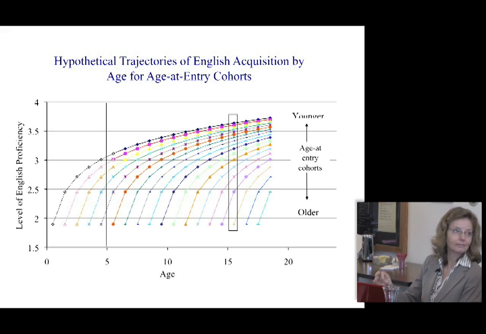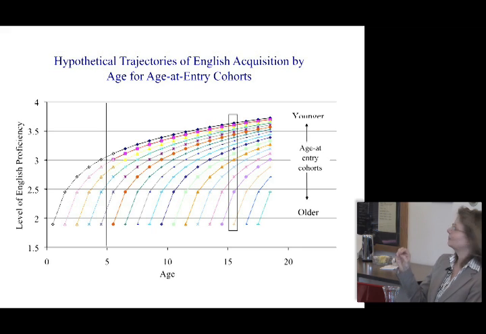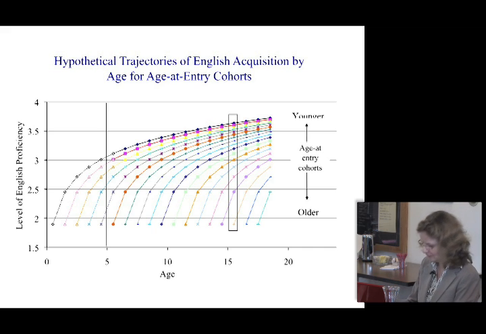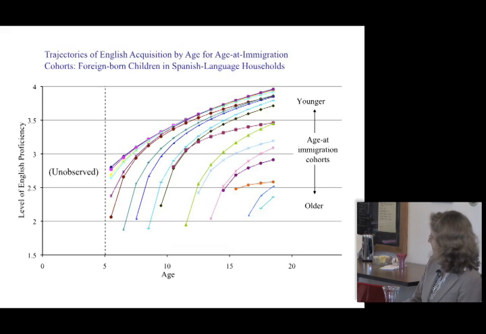So Jill, did you just say that those lines would converge at the eventual level? If I were to continue them, they're not parallel lines, they would converge. Yes. Ultimately, they would converge at 4, presumably, assuming that language learning continues forever, which is a reasonable assumption.